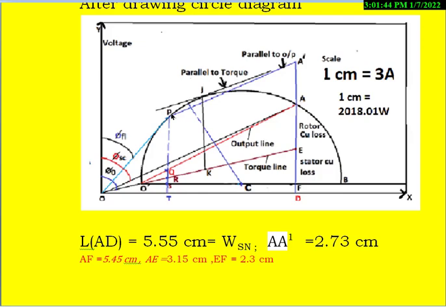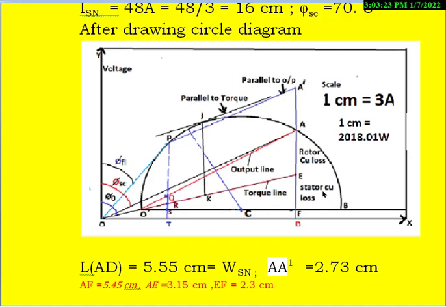And from the point P, draw a parallel line to the voltage axis so that the line will cut the output line at Q, the torque line at R, the O dash B line at S, and OX at point T, like this. So distance from point P to R represents the full load torque.